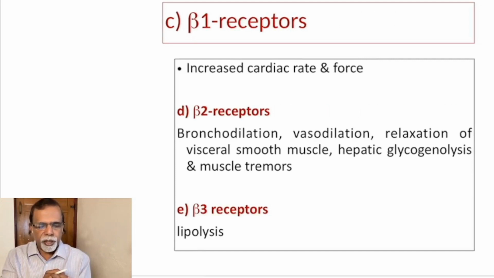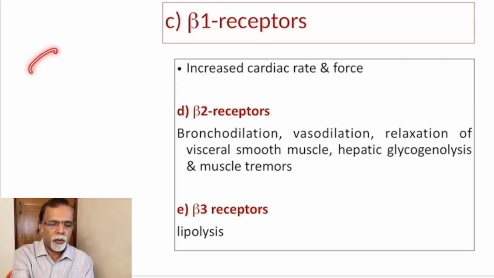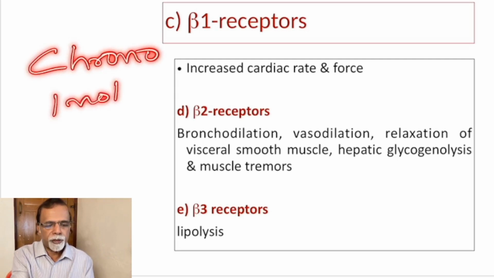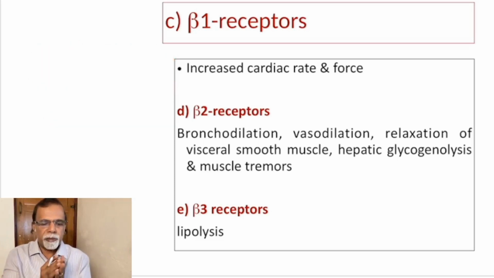Now we go to the beta 1 receptors. Beta 1 stimulation leads on to increased heart rate and force of contraction. That is, it has got a chronotropic and inotropic action. That is, beta 1 stimulation leads on to increase the heart rate. It increases the force of contraction. So when the patient has got a BP fall or when there is bradycardia, a beta 1 receptor stimulation leads on to increase in the heart rate and increase in the force of contraction.